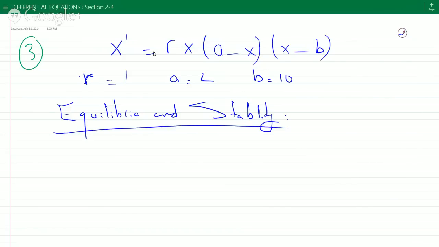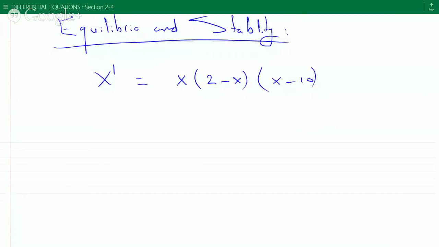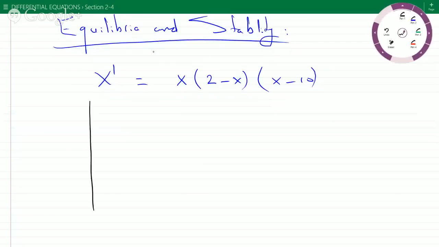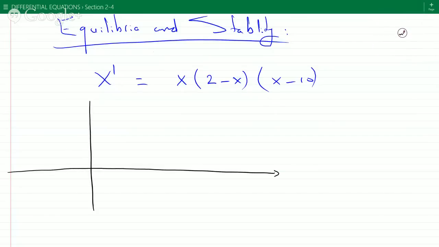Okay, so first let's plug these numbers in. So the equation becomes x prime equals 1x times (2 minus x) times (x minus 10). And if we graph this, we know what this graph is going to look like. So this is x prime and this is x, right? We know that we have the equilibria.